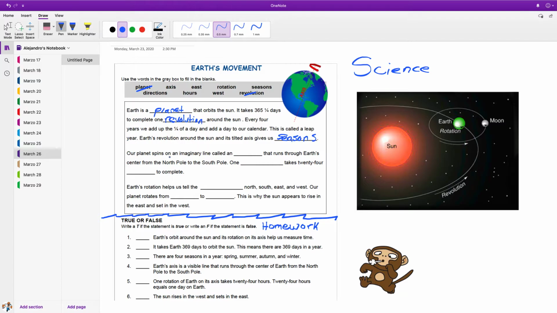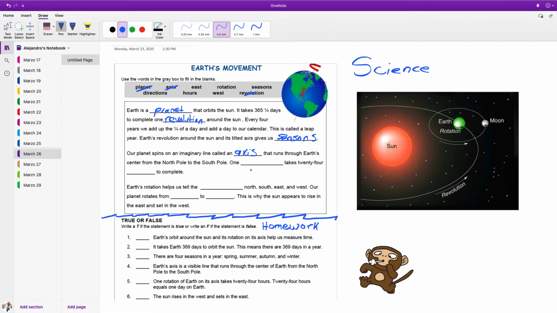Our planet spins on an imaginary line called blank. We have it here, guys. We said it. An imaginary line that is crossing the Earth from north to south. That's the axis. That runs through Earth's center from North Pole to the South Pole. One blank takes 24 blank to complete. What's that, guys? Oh, and I forgot to cross axis.